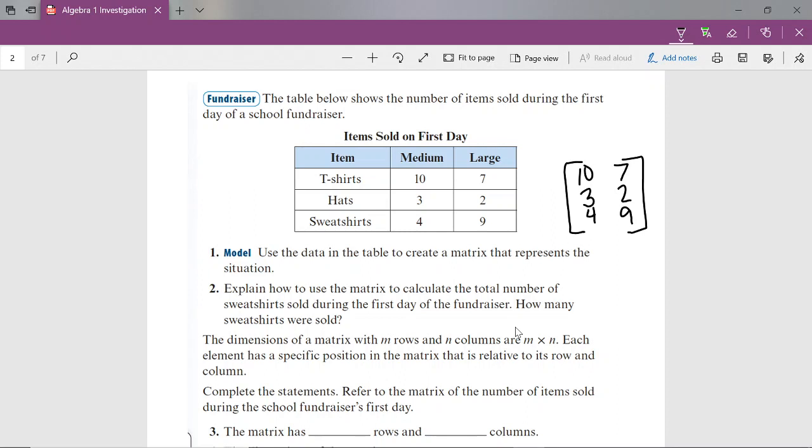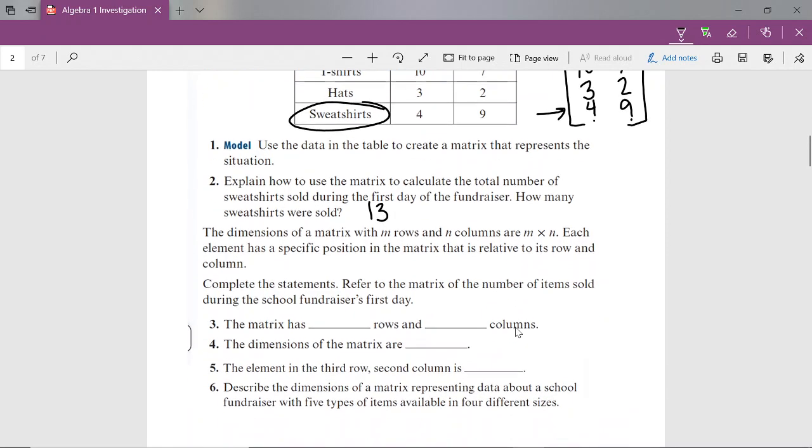Number 2, explain how to use the matrix to calculate the total number of sweatshirts sold during the first day of the fundraiser. How many sweatshirts were sold? Well, our sweatshirts here refer to the third row, and so it doesn't matter if they're medium or large, we just add together 4 and 9 to get 13 total sweatshirts that first day.